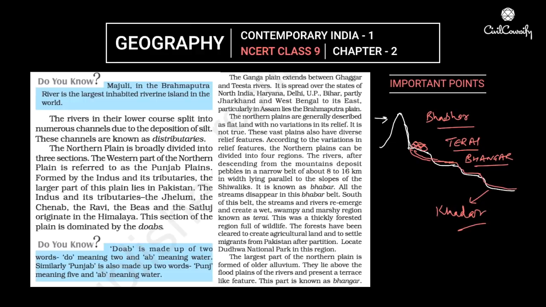So the flow of the river, the sequence is Bhabar, then Tarai, then Bhangar, and then Khadar. So you must remember this sequence. This is how the river flows from its origin to the penultimate destination.